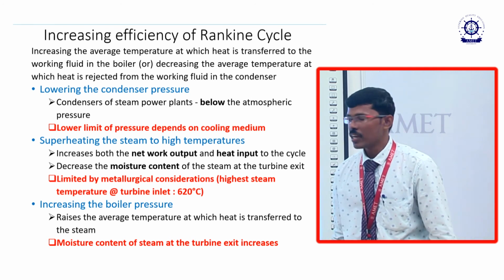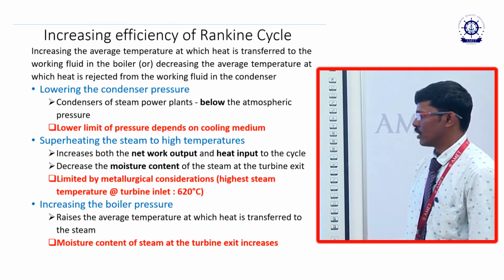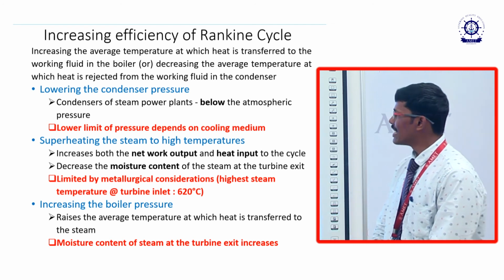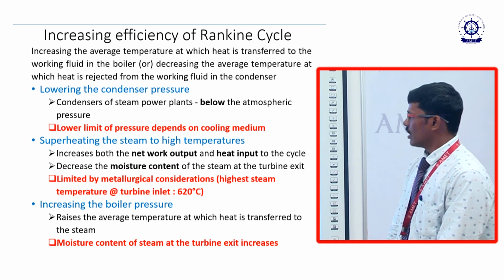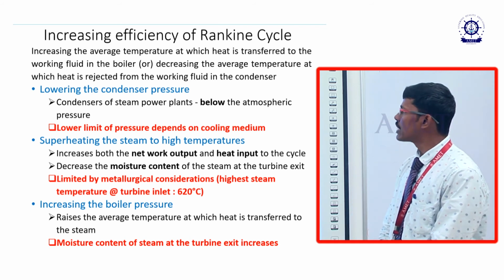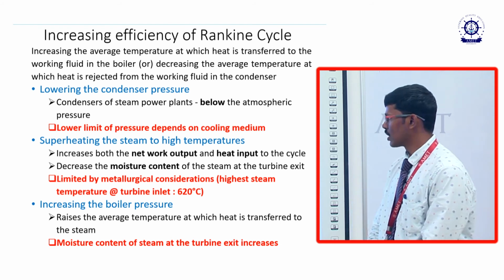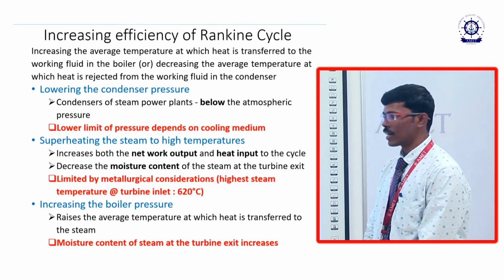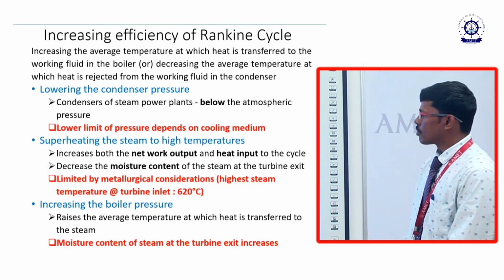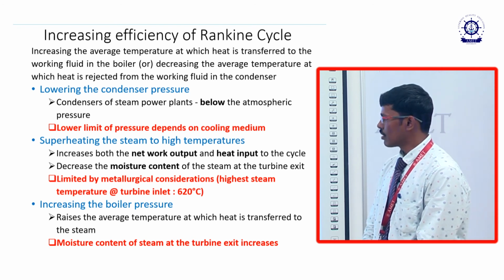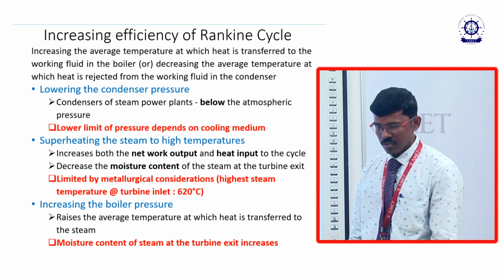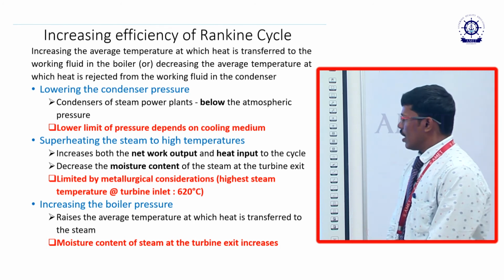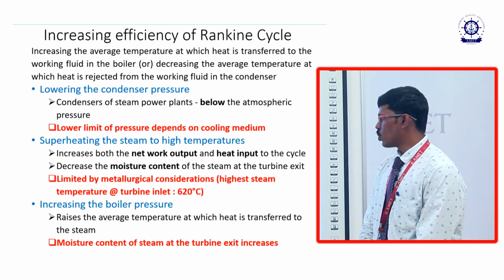To summarize this, the opportunities for increasing efficiency in the Rankine cycle can be summarized with this. Most of the processes try to increase the average temperature at the inlet, or else try to decrease the temperature at heat rejection. This can be achieved by three methods. One is lowering the condenser pressure, but in lowering the condenser pressure, we have a certain limitation. The limitation basically depends on the cooling medium. Next is superheating the steam to high temperature.